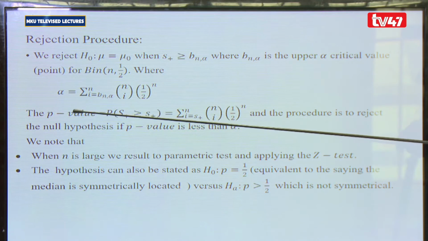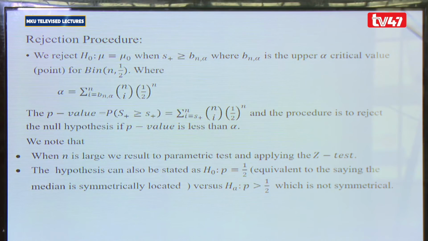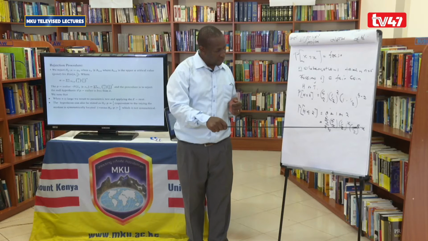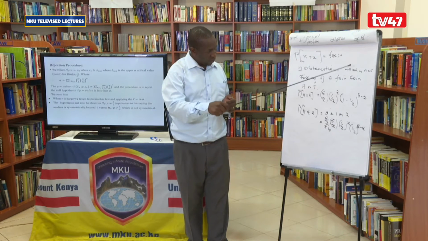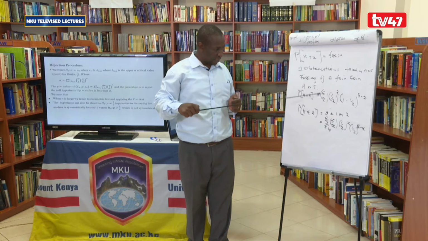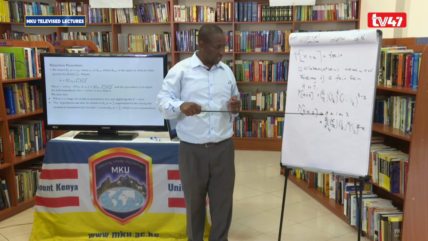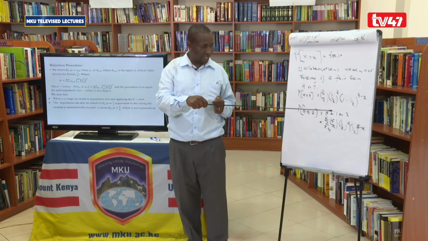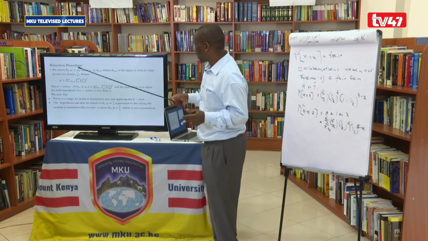So the p-value is the probability that the random variable S plus is greater than the number of plus signs realized, and therefore we shall obtain it by summing up, just like we have summed on the tossing of the coin 5 times and determining what is the probability of getting less than 2 outcomes of success.